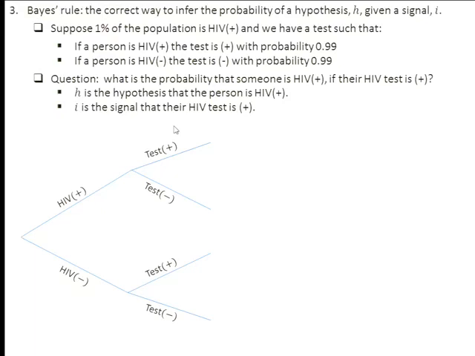What's the probability that nature selects HIV positive for this person? 1%. Okay, so 0.01 there, 0.99 there. If they're actually positive, then the test will come up positive with probability 0.99, and it will come up negative 0.01, and vice versa if the person is actually negative.